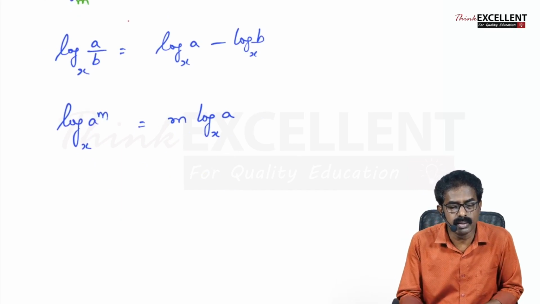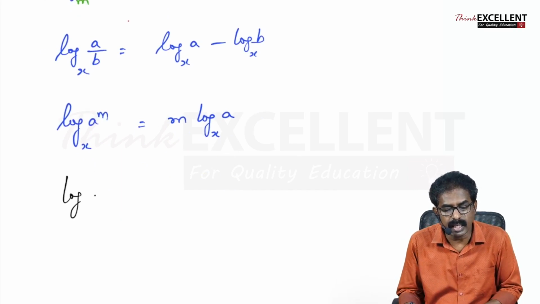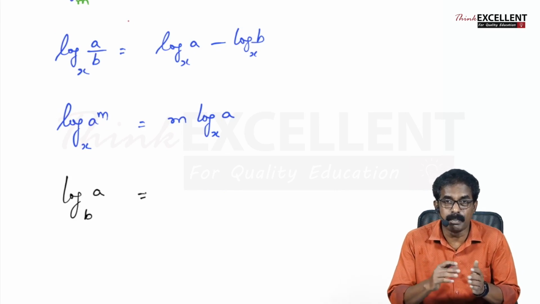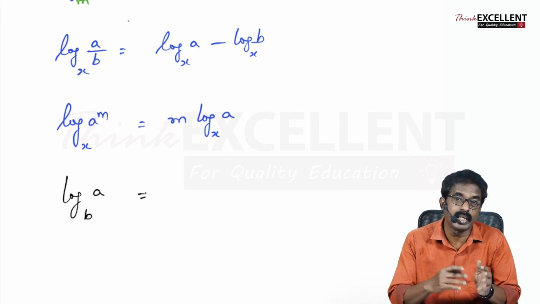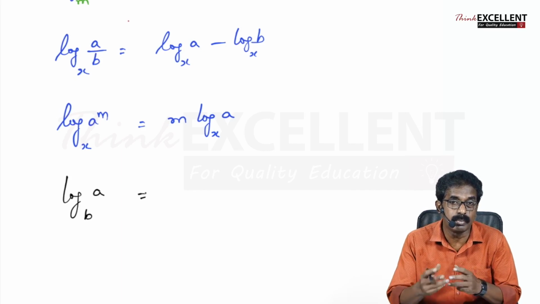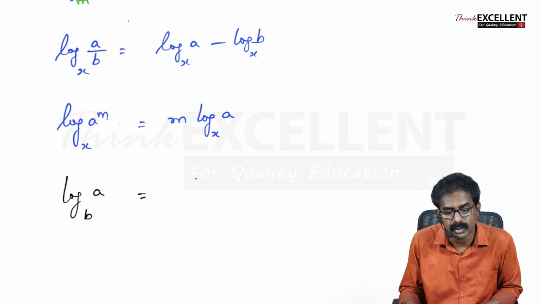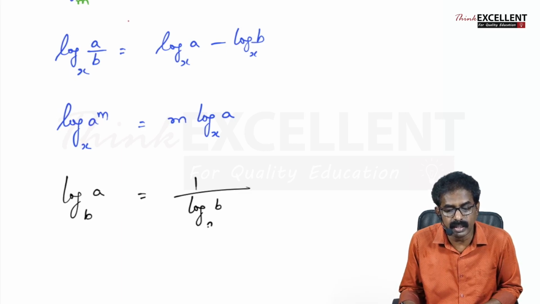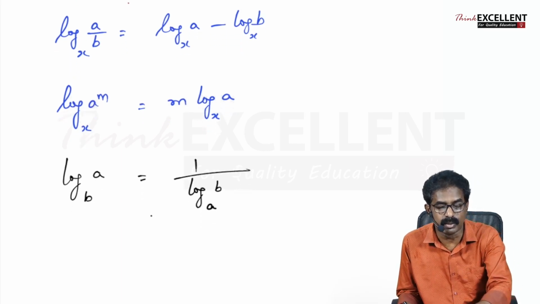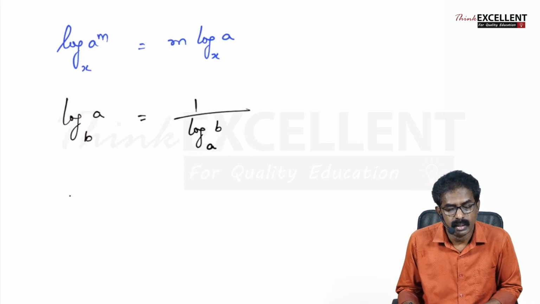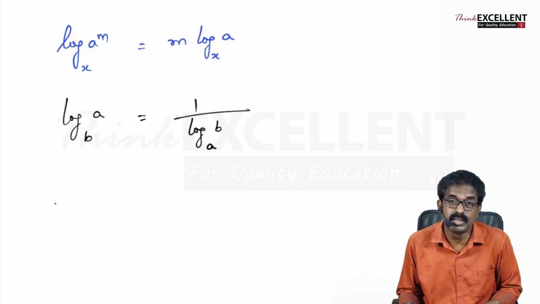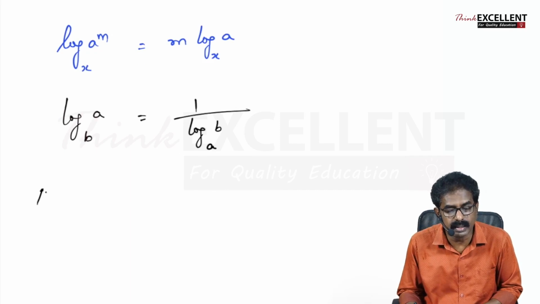Then another important thing you need: log a to the base b. You can interchange that a and b, the base and the number. Instead of log a to the base b, you can write log b to the base a. What you do now? You write 1 by. You can write it as 1 by log b to the base a. So you can interchange these two, but you write 1 by. Then another thing you need, base changing rule. What is that, you know? So base changing rule.